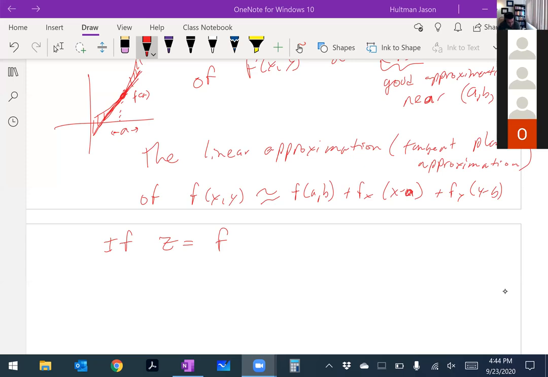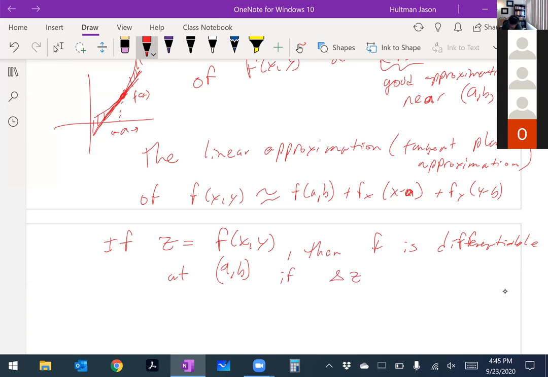Okay, if z equals f of x, y, then f is differentiable at a, b if delta z can be expressed in this form. Delta z is just the change in z, right? The change in z, which kind of makes sense, is going to be with respect to a linear approximation.